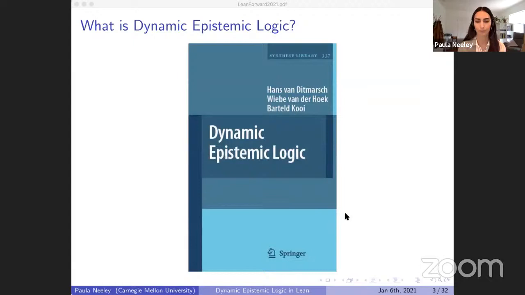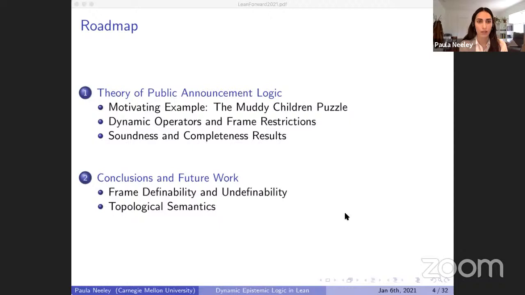So the roadmap for today is I'll present the theory that I formalized of public announcement logic, including an example, because I think it'll help you get a better feel for the logic and for the kind of problems it's useful in solving. And then I'll just conclude and give some ideas for future work.